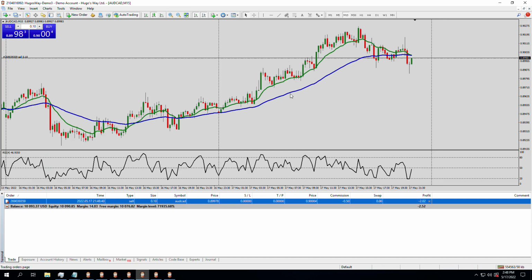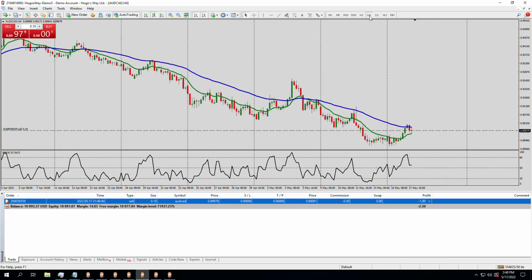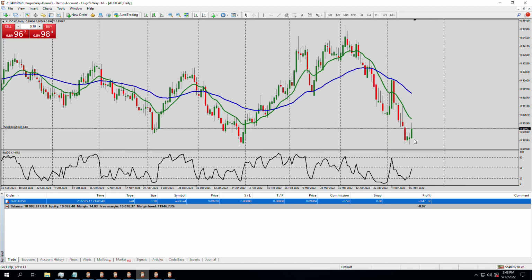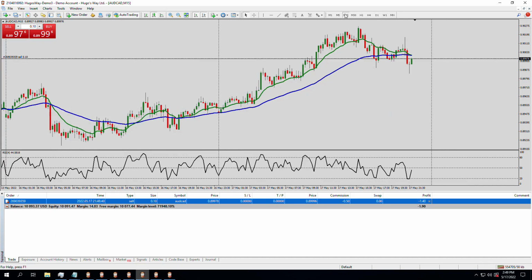Now let's analyze this a little bit. Let's go up to the 4-hour. We just did a sell, and overall for the last few weeks, the price has been coming down. So let's go up to the day and see what the day has been doing. So the day's coming down. Although today is an up day in terms of candle, let's come down to the 15-minute and let's set our take profit.